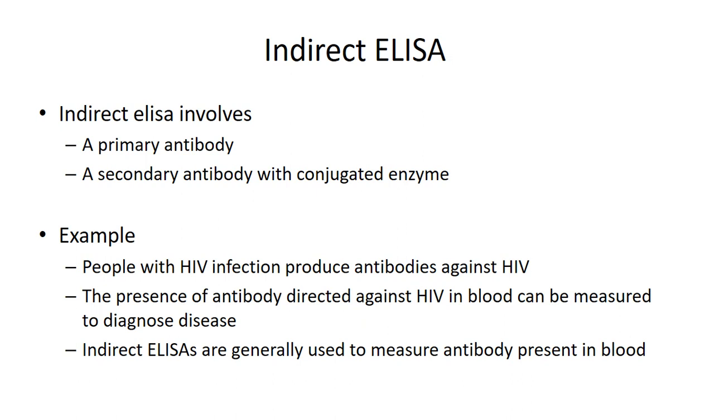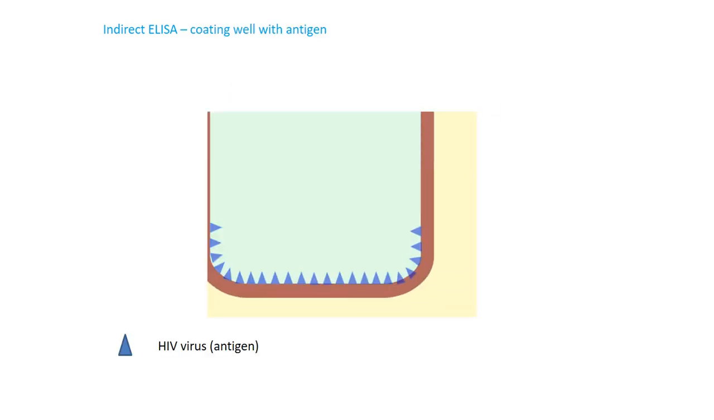And indirect ELISAs are generally used to measure an antibody of interest that's present in the blood. So here we have an indirect ELISA. So generally speaking, in an indirect ELISA, the company will provide the antigen attached to the plate. Okay, in this case, the company will attach the HIV virus antigen because we're interested in detecting the antibody.